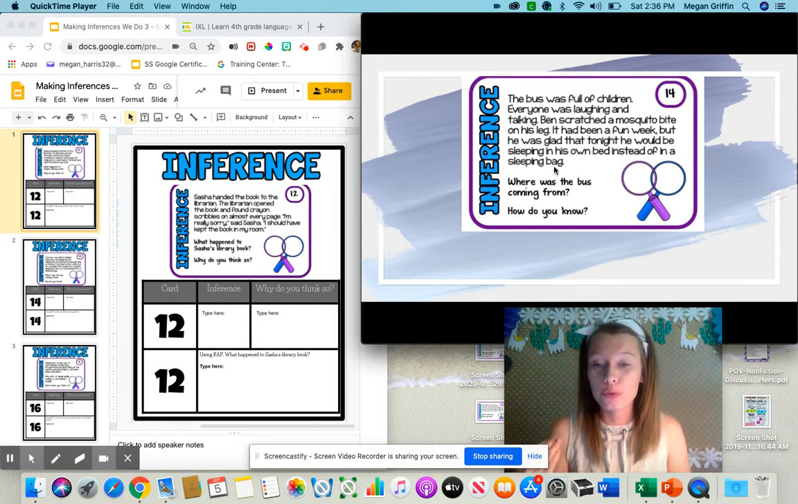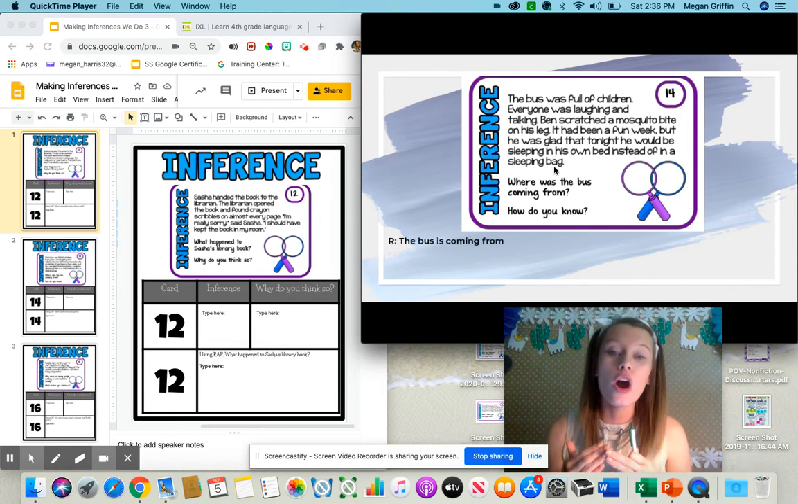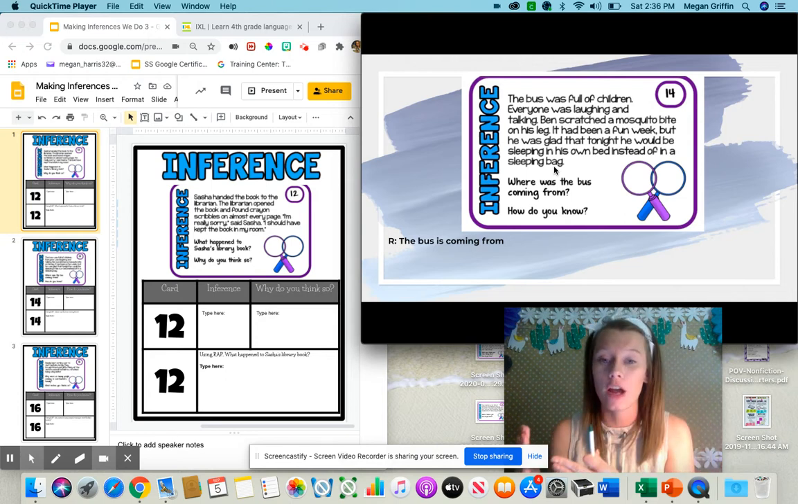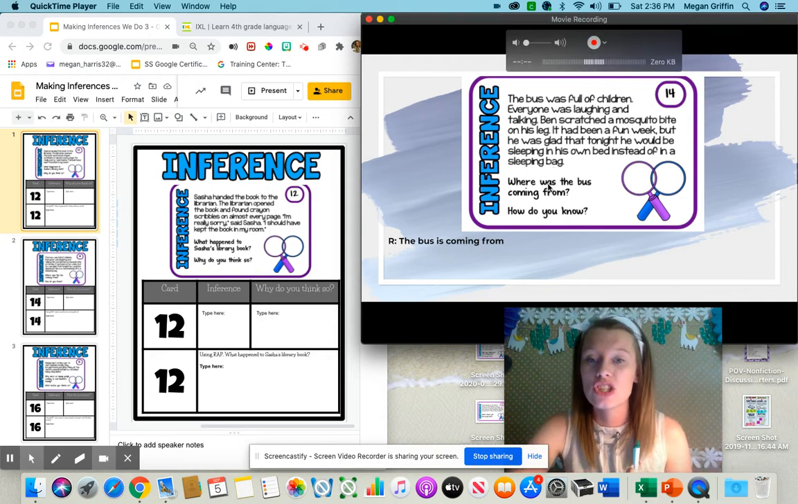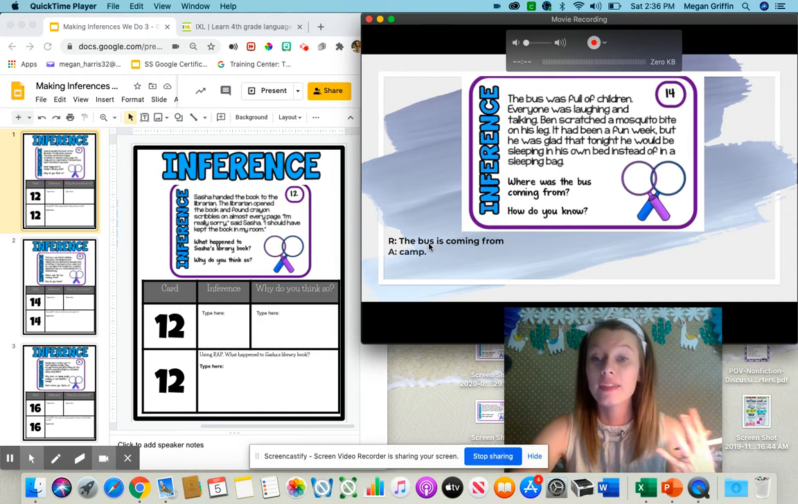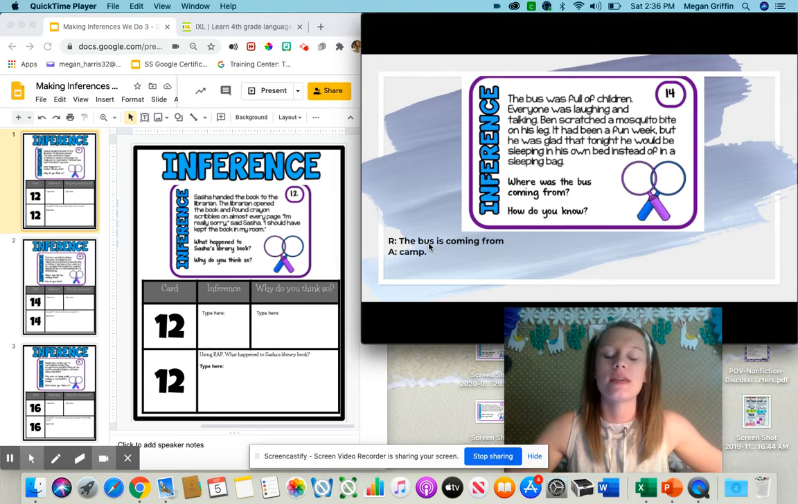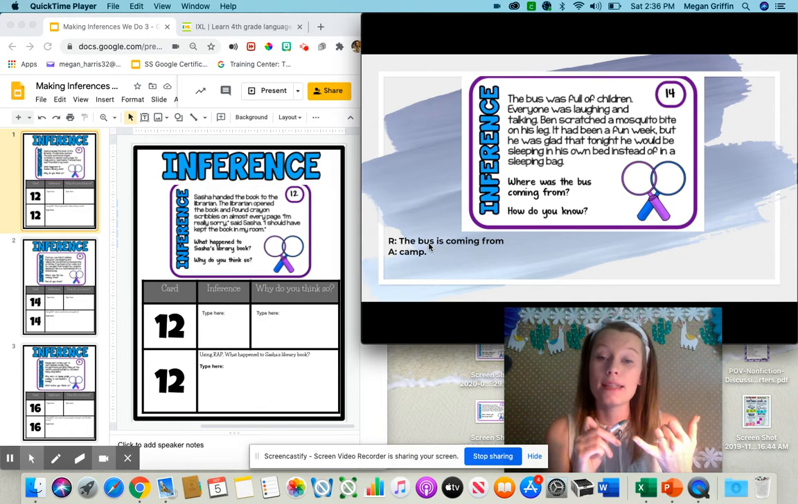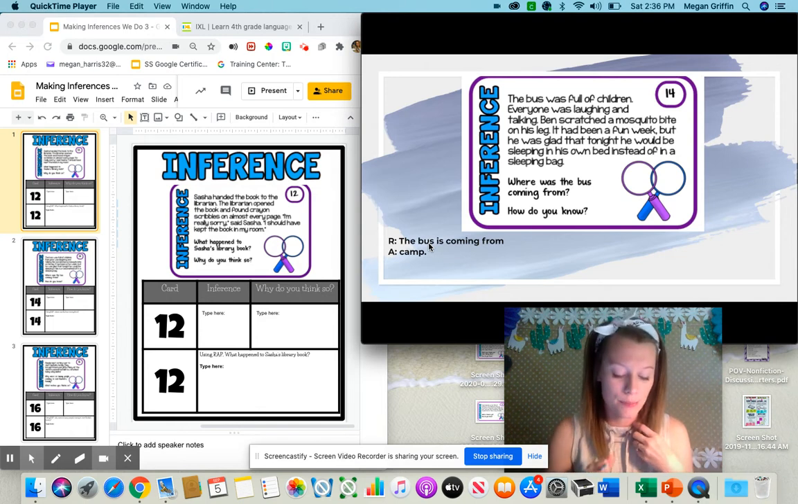So let's walk through how to put this into RAP, okay? So I know my R stands for restate. So my R should say the bus is coming from, because what was the question? The question is, where was the bus coming from? So I take my words from the question and I put them in my answer. The bus is coming from camp. Right? A, we already said is the easiest part, right? We've made the inference. We know Ben has been away at camp. So that's my answer. So far I have the bus is coming from, that's my restate. Answer, camp. Let's look at the last part.